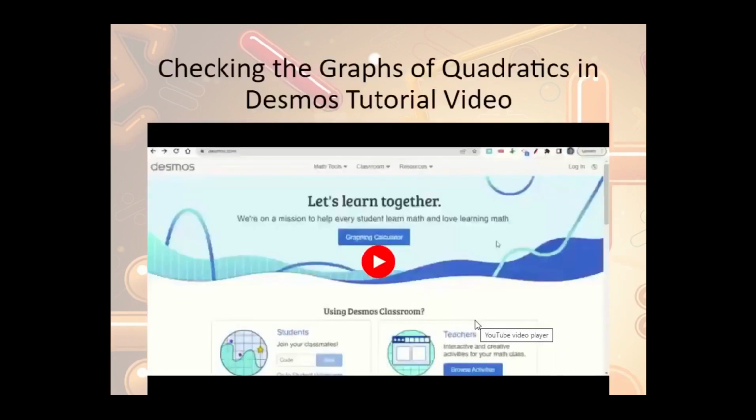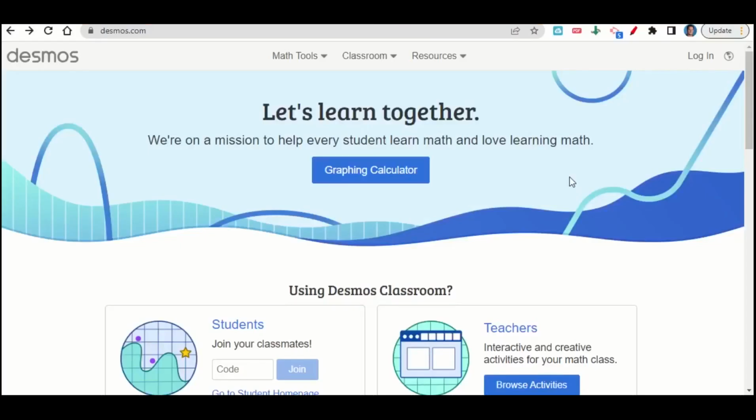Now there's a video here that shows you how you can check the graphs of quadratics using Desmos, so go ahead and watch that video. Now let's take a look at how we can use Desmos to check our work when checking the location of the vertex of a quadratic.